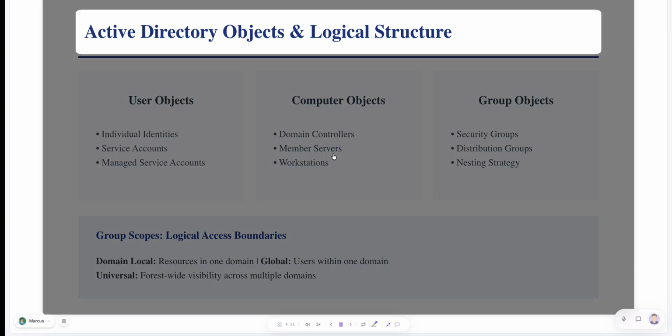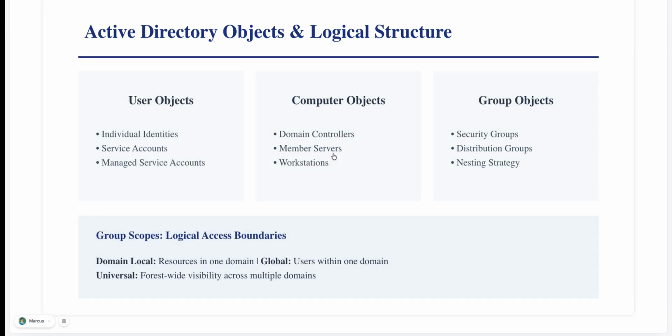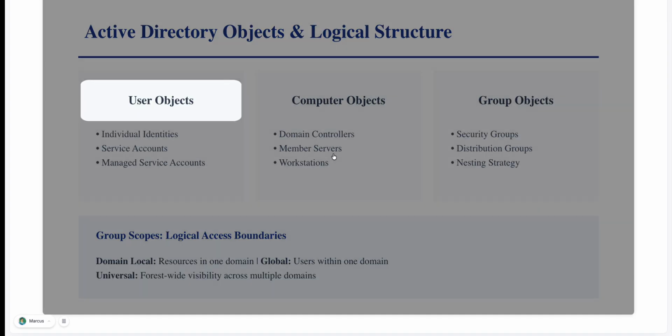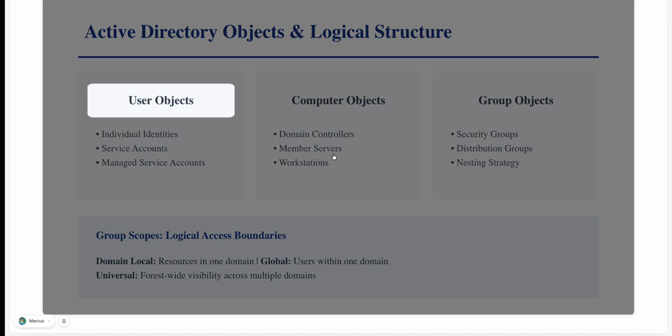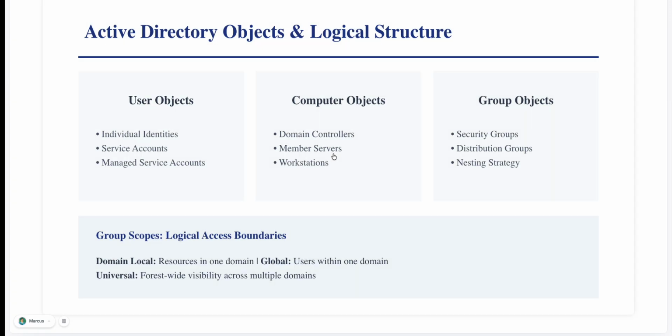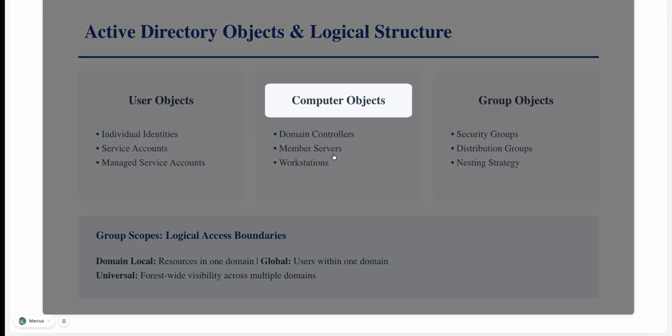Building on what we just covered regarding OUs and containers, let's look at the actual building blocks that populate those structures. Active Directory objects. These are the entities that represent our physical and digital assets. First, we have user objects. Beyond individual human identities, this category includes service accounts used by applications. As security engineers, we view these as the primary boundary for authentication and the starting point for most access control lists. Next are computer objects.